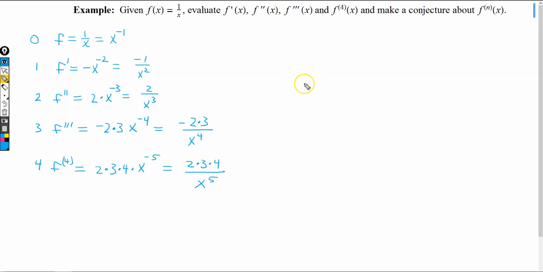So we would conjecture that the nth derivative of f is going to be, well, it looks like we're going to have an x to the n plus 1 in the denominator.